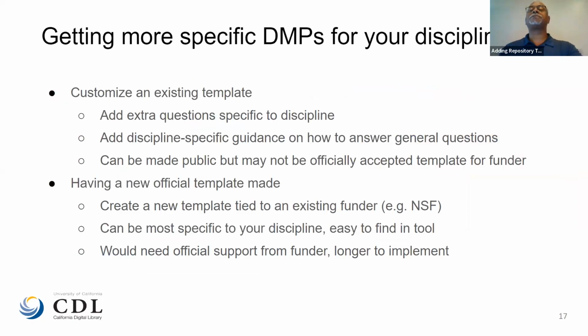These are just some general guidelines to get more specific in your template for your organization. Adding extra questions up front actually prompts users to think about making the data management plan more specific and more effective. You can add discipline-specific or domain-specific guidance on how to answer general questions. You can make them public by default, but they may not be accepted by the template for a particular funder. So that's something you'd have to negotiate.